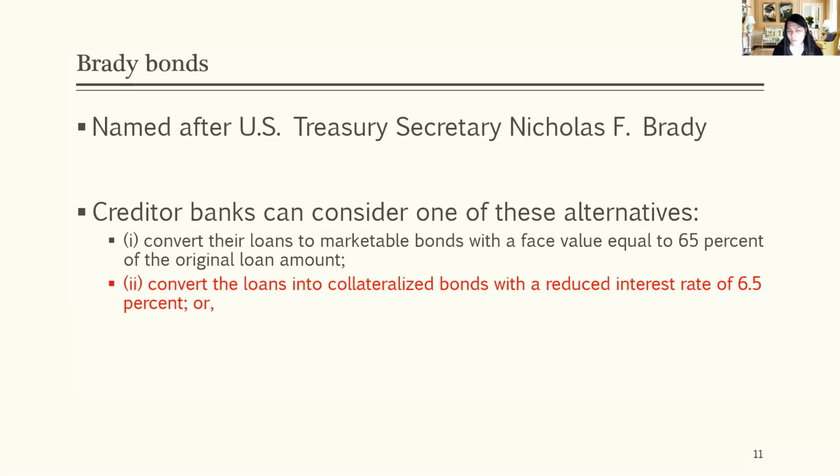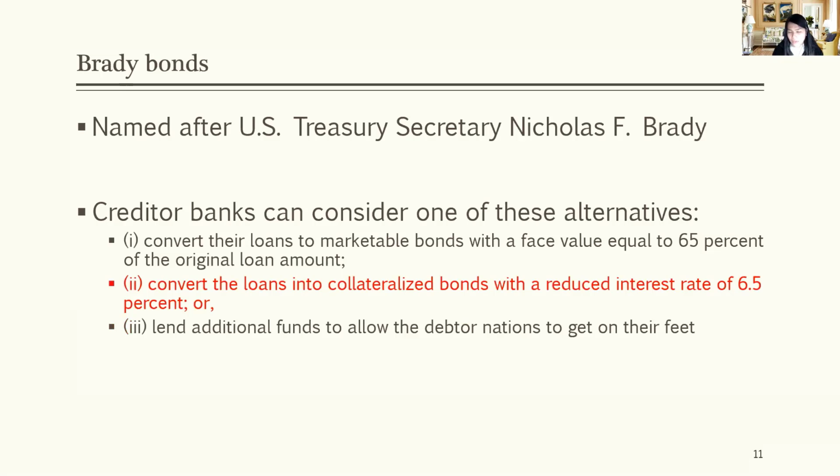Alternatively, the banks were given the option to convert the loans into collateralized bonds at the reduced interest of 6.5%. So what that means is that the banks agreed to reduce the interest that they charge on these Latin American countries. And finally, the banks have to lend even further to these countries to get them out of trouble, right? So the most popular vote was for the second option. And as a result, the bonds issued under this option are called Brady bonds, okay?